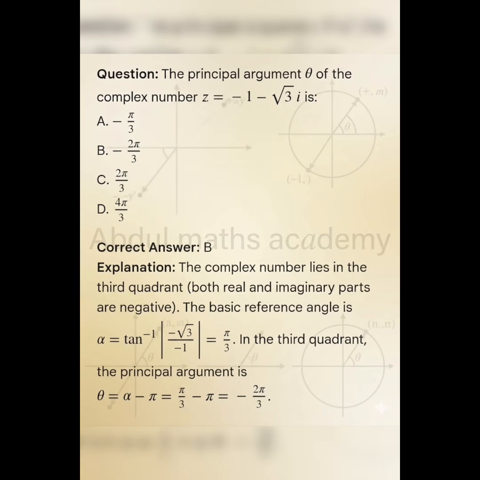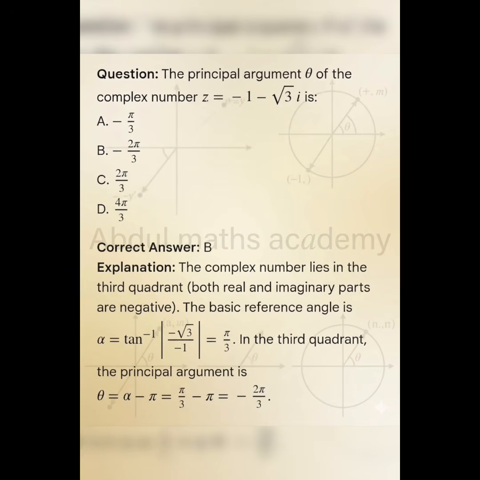The principal argument of the complex number z equal to minus 1 minus iota root 3 is. Similar question. First we find the principal argument, which is equal to tan inverse of y by x, or tan inverse of b by a, which is equal to tan inverse of root 3, which is equal to pi by 6. As minus 1 minus iota root 3 lies in the third quadrant, because both real and imaginary parts are negative.